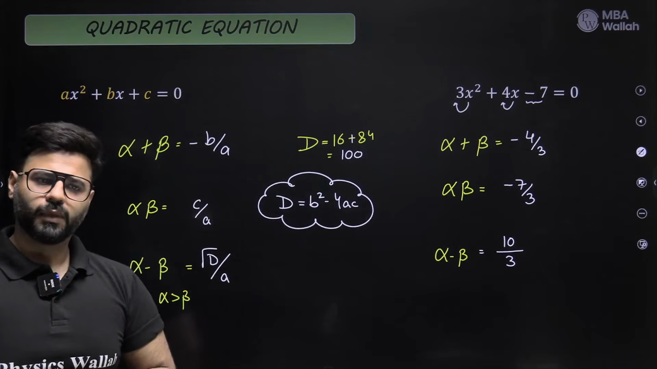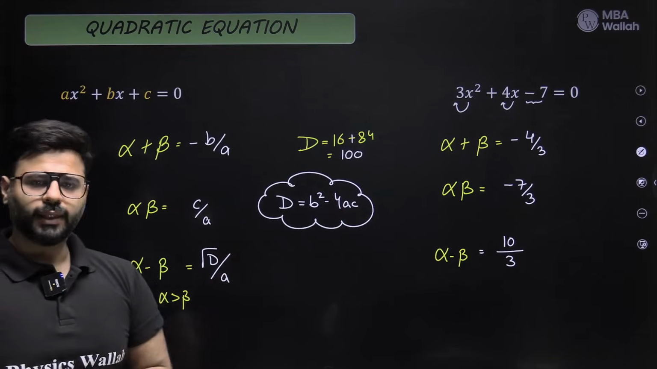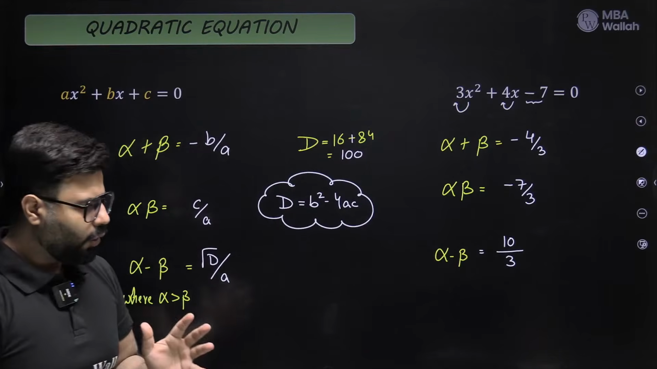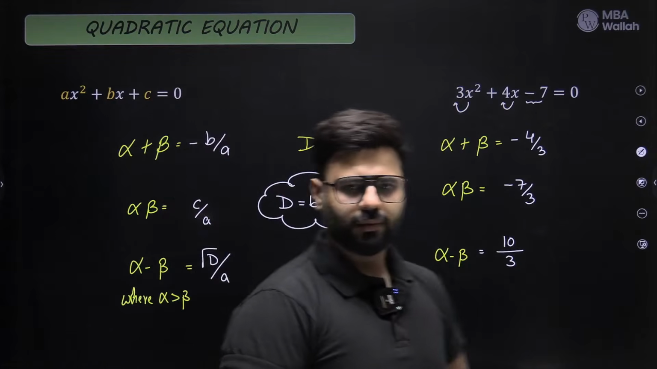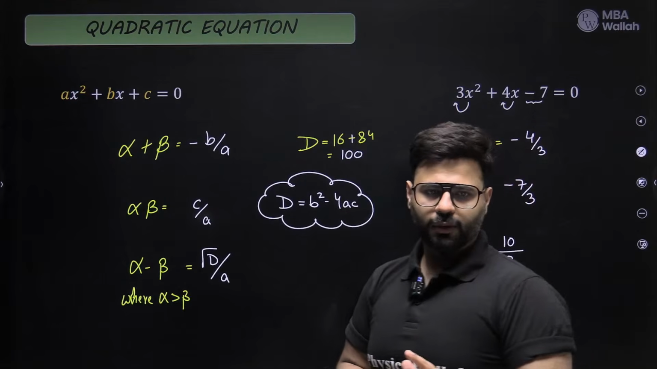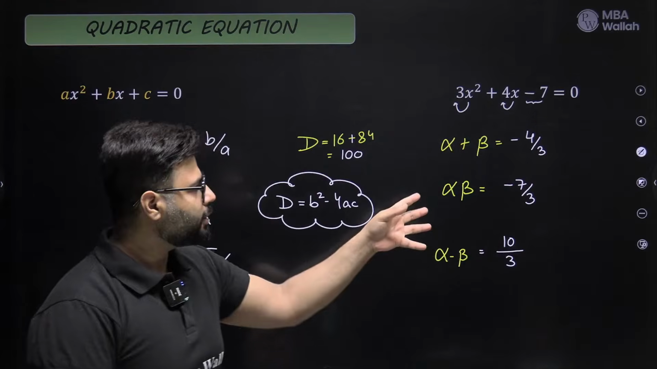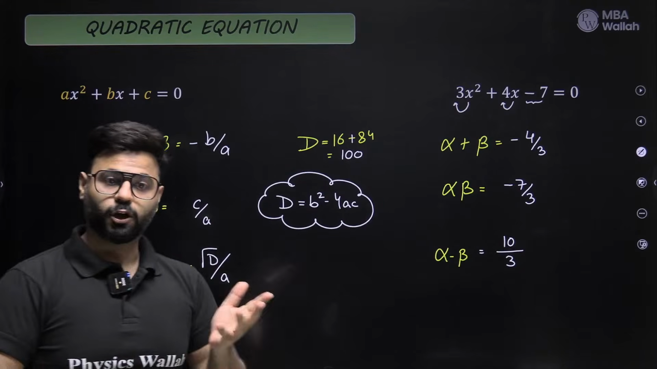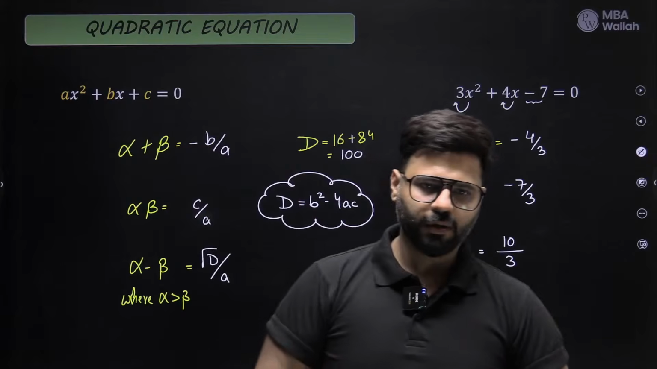Easy, right? We have done it in 10th class. We have seen many questions of this kind. How is this asked in CAT? Are you ready to see it? How we can blend in the aptitude to make just these three little things, minus b by a, c by a, and root d by a, interesting. Ready to see it?